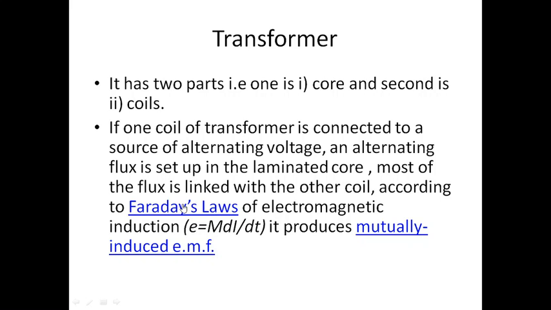The flux is carried through to the next winding. So this works under Faraday's law of electromagnetic induction and mutual induction. Due to mutual induction, this transformer is working.